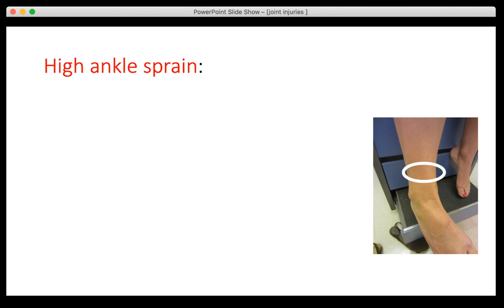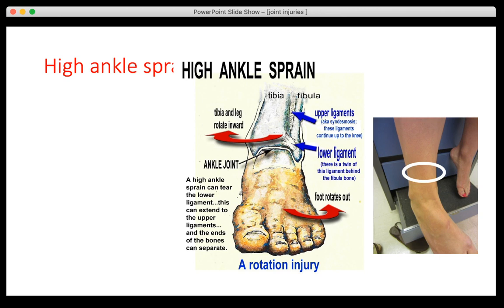First one is the high ankle sprain. You will have a problem in this area if you have a high ankle sprain, and this is due to injury to the lateral ligaments. Here you can see the rapid rotation of your foot, either outward rotation or inward rotation. This kind of sprain happens due to these movements. There is some problem or tear in the lower ligament and upper ligament, and you will have pain over this area. This injury is known as high ankle sprain, and it is also very common.